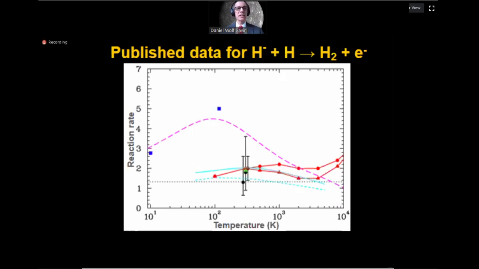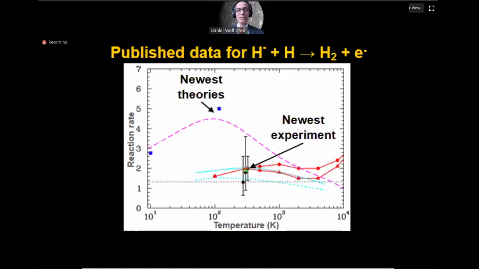Okay, so let me show you a little bit of data. I'm doing this to give you a sense of what we look at before we do an experiment. This is how fast the reaction goes forward. And this is the gas temperature here. So this is 10, 100, 1,000, 10,000. And all of these black circles with the vertical lines, those are experimental measurements. And everything else on this plot is a theoretical calculation. So it looks like these theoretical calculations and these measurements are in really good agreement. So that must be the right answer, right?